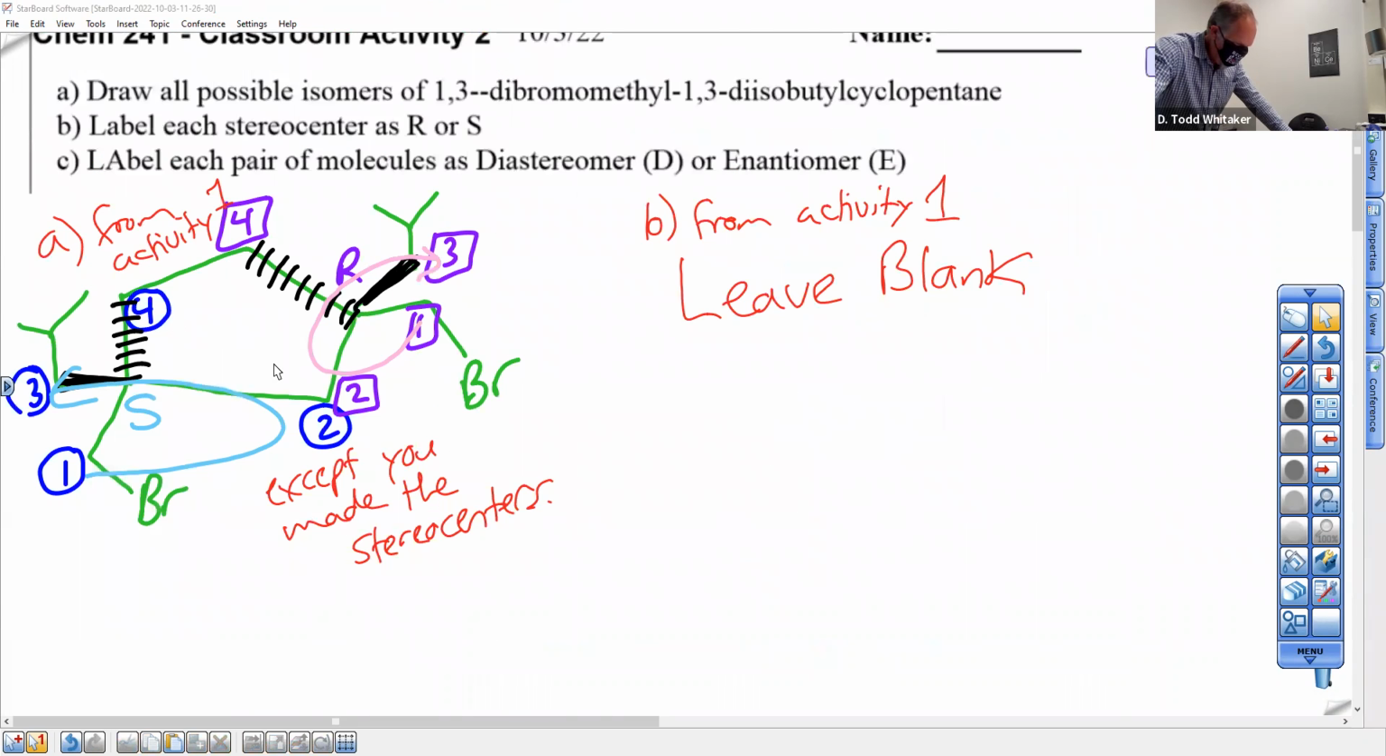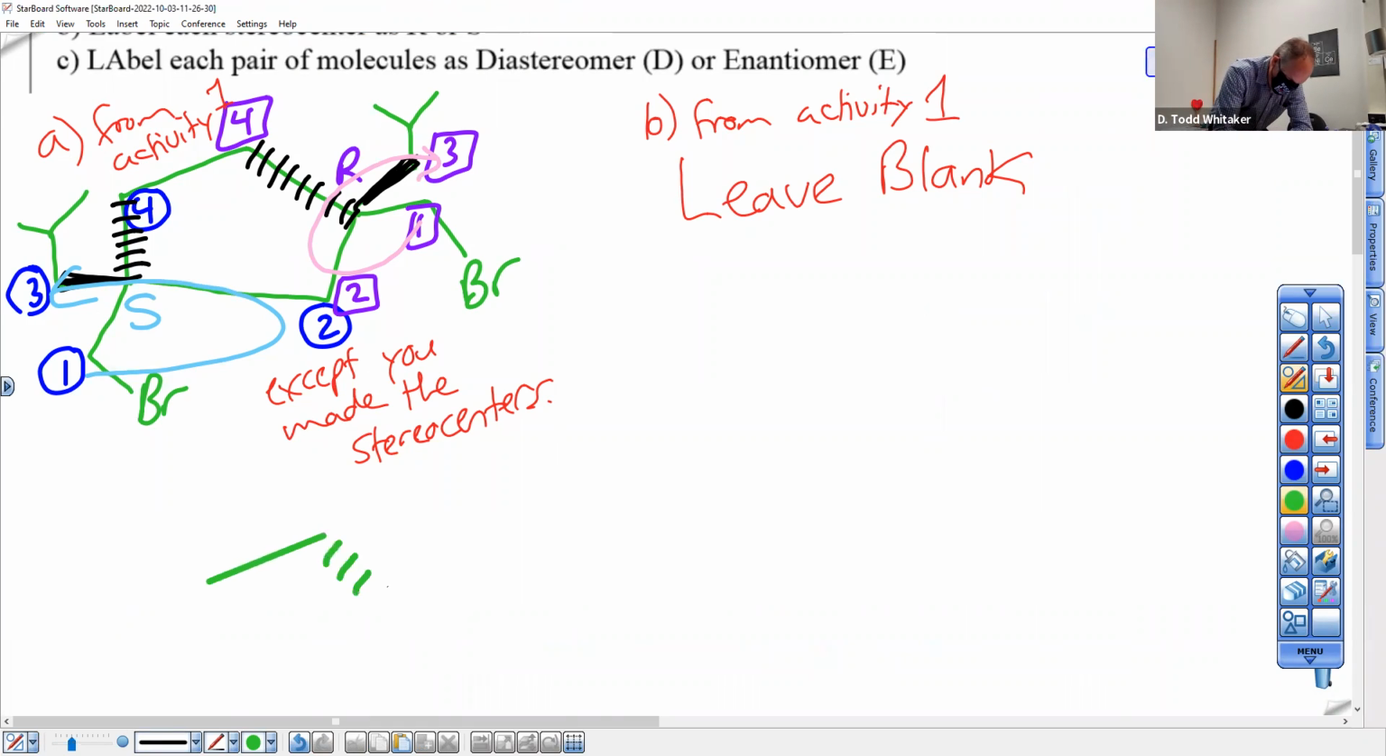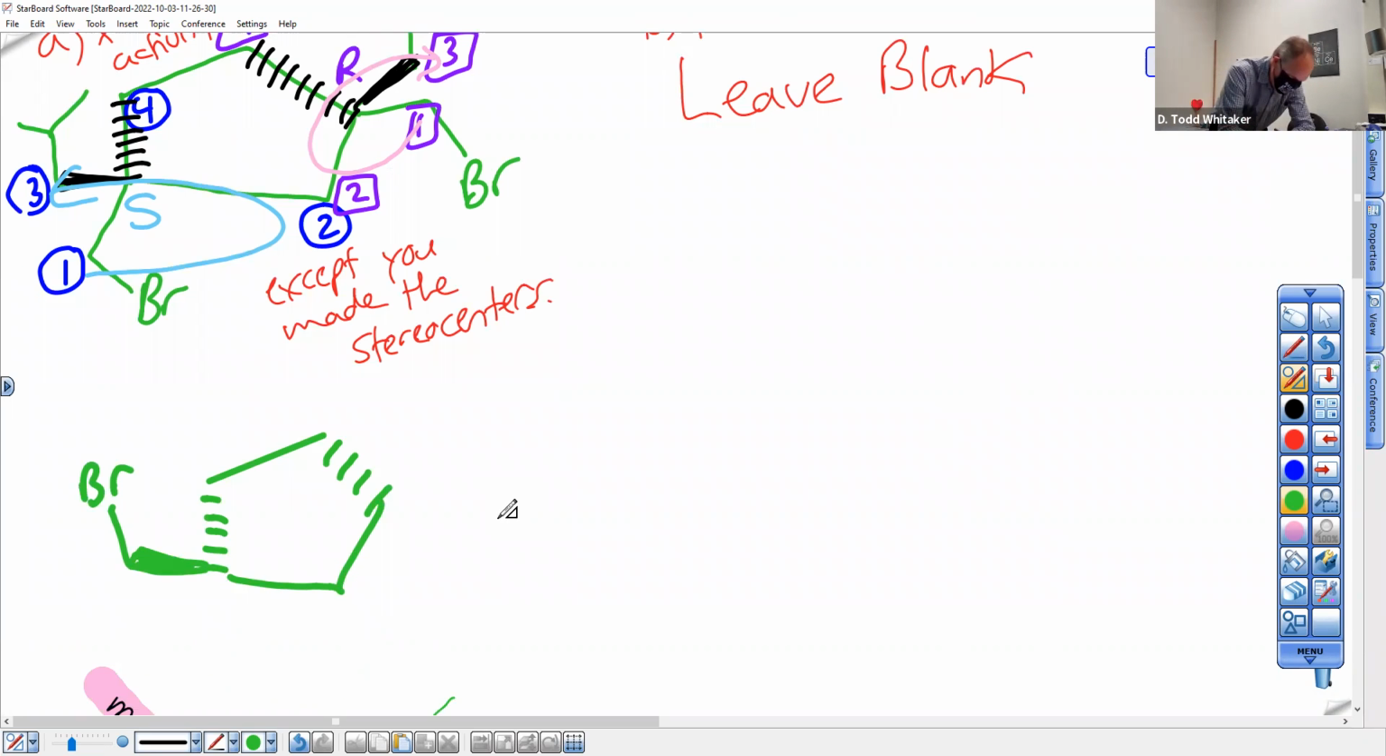I'm going to copy everything, and I'm going to switch the isobutyl with the bromomethyl. Here it comes. And here's the bromomethyl on the wedge. And here's the isobutyl where the bromomethyl used to be. Make sure you copy the other stereo center exactly.